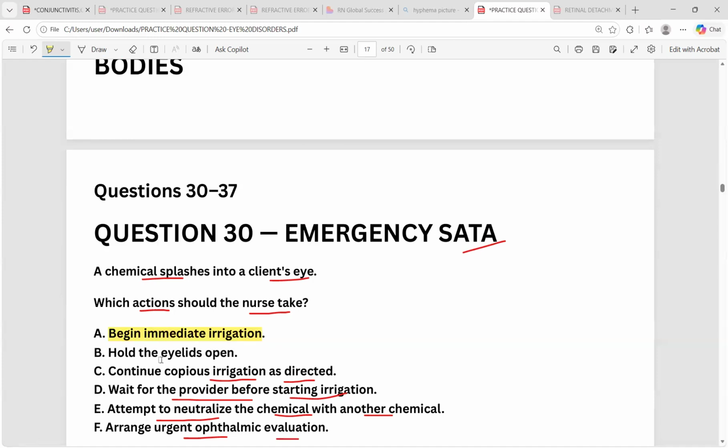Second one, hold the eyelids open. Is it needed for the irrigation? I don't think so, ma'am. Keep the eyelid open? I don't know, ma'am. We'll keep it as hold, ma'am. You are keeping it as hold. Yesterday I have said it. Okay. Next one, continue copious irrigation as directed.